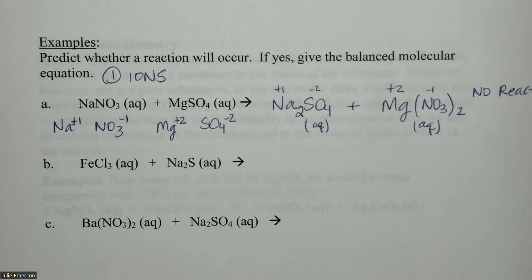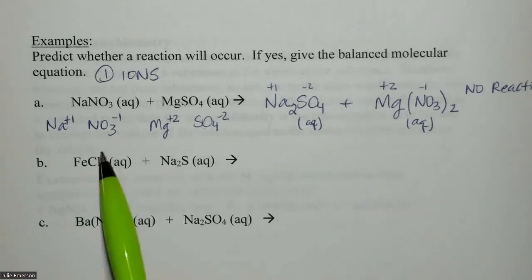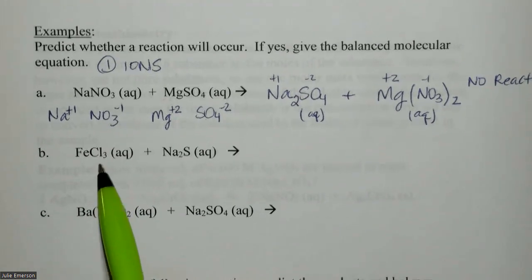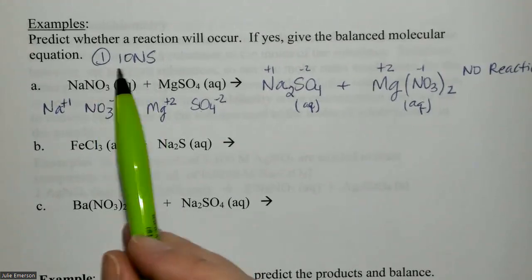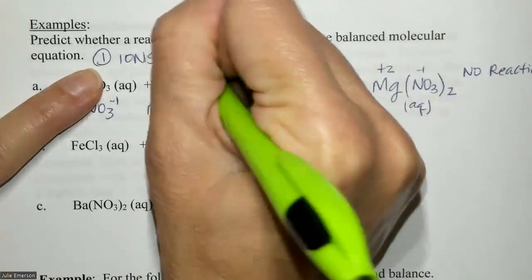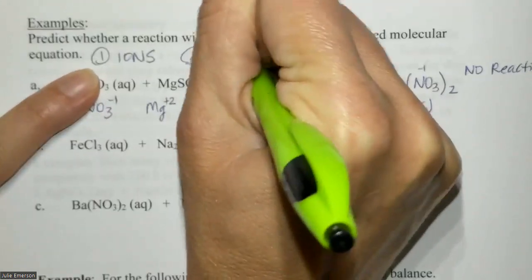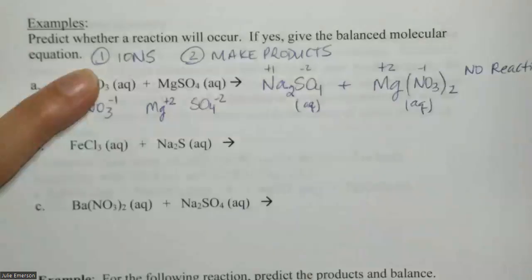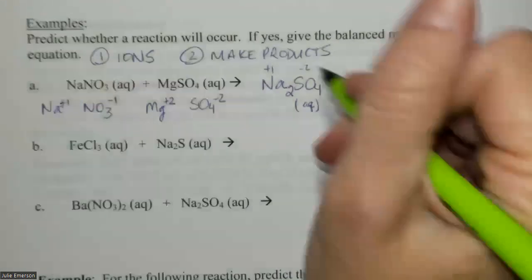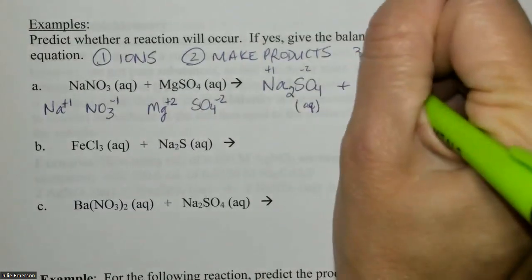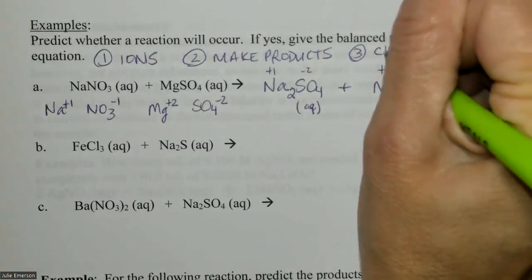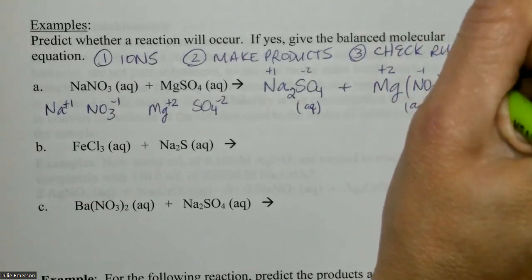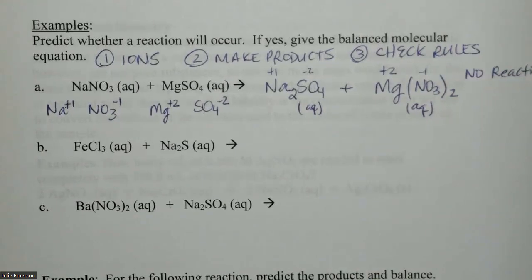All right, now let's look at the second one. Now this is where the subscript thing is going to be important. All right, so going back up here, check your ions first. Make your products. Make sure you balance your charges like we did in nomenclature, right? Make sure everything's balanced out. And then check the solubility rules to see if there was a precipitate.